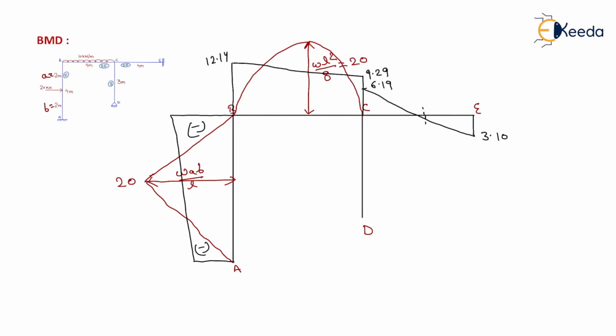Now in CD there will be a moment of 3.10, so we will plot this as 3.10. Similarly at DC there will be a moment of 0 due to hinge support, so it will be like this. Now we will join this by a straight line like this. Now all these moments shown by the black line are of negative nature throughout.